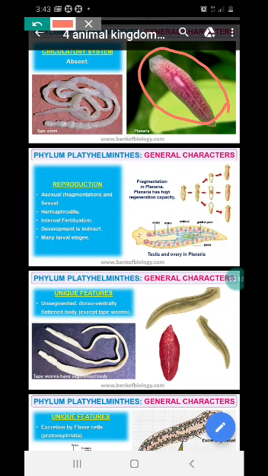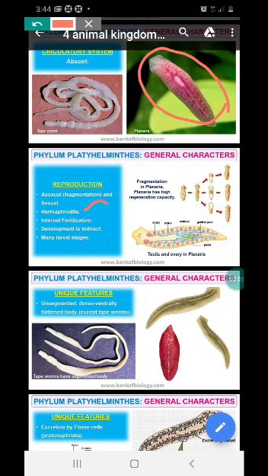And they are hermaphrodite, which means both the male and the female sex organs are present in the same individual. The fertilization is internal, and development is indirect, which means there is a larval stage. The eggs do not give rise directly to the adult. There is a larval stage in between, so the development is indirect.